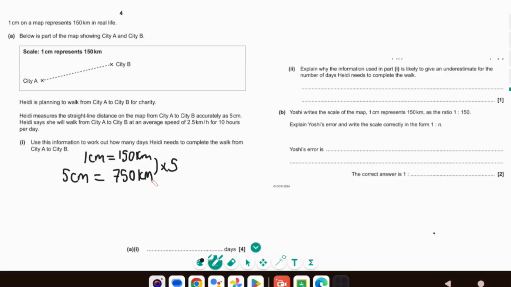Heidi says she will walk from city A to city B at an average speed of 2.5 kilometres per hour for 10 hours per day. Use this information to work out how many days Heidi needs to complete the walk from city A to city B. Okay, this can be done in a variety of different ways. I'm going to think, if we walk 2.5 kilometres per hour for 10 hours, 10 times 2.5, you get 25 kilometres for one day.